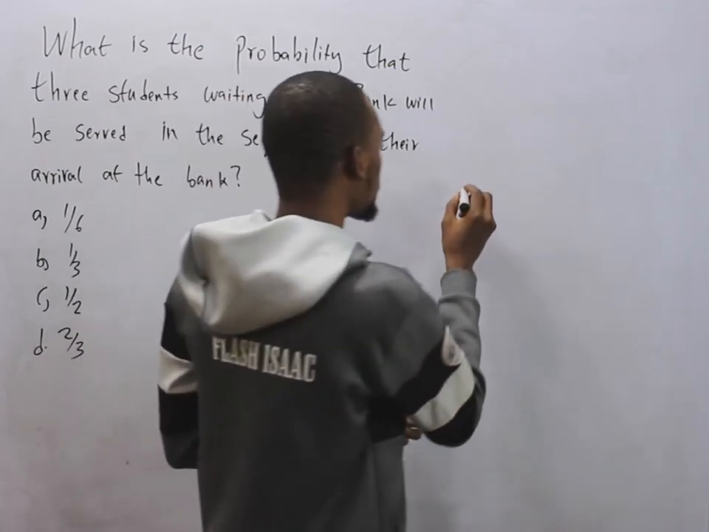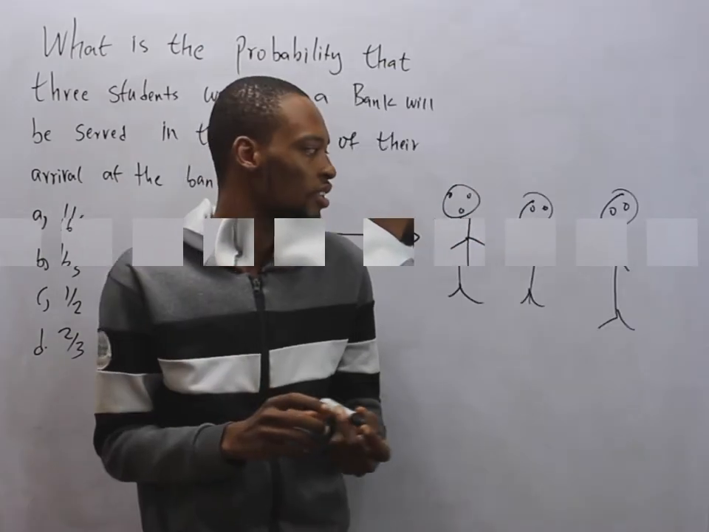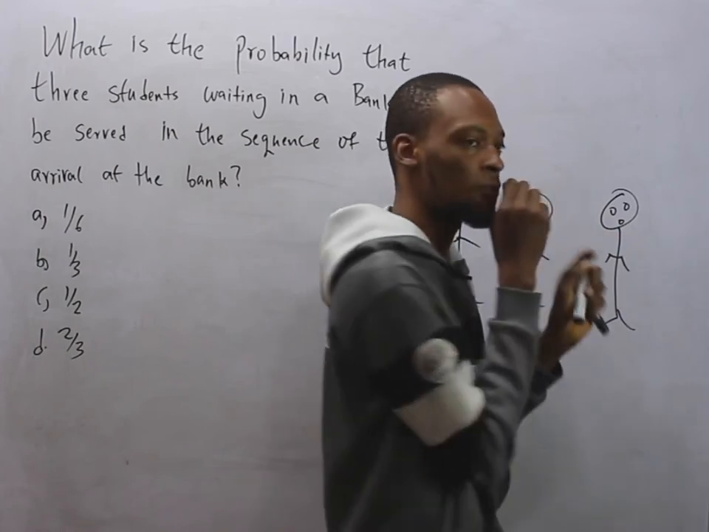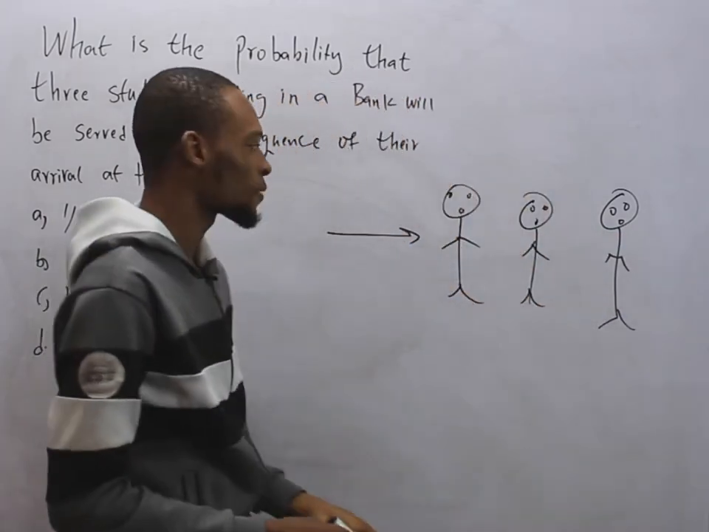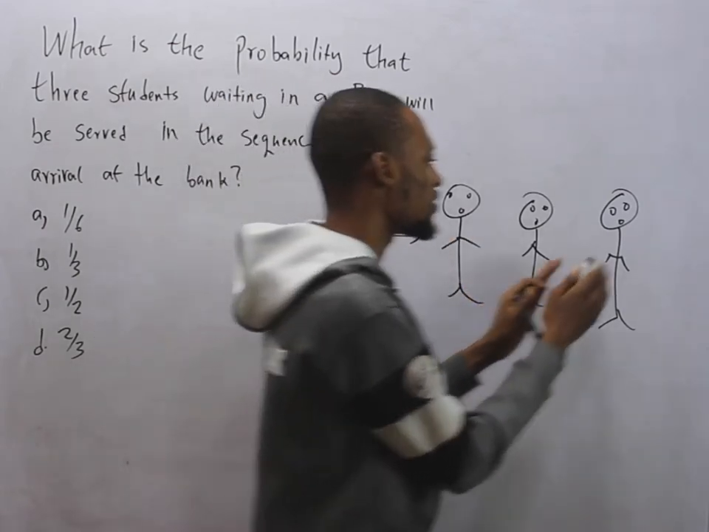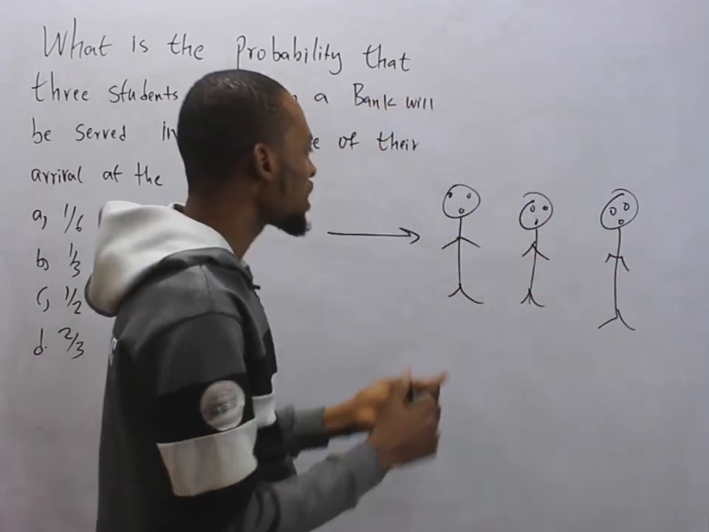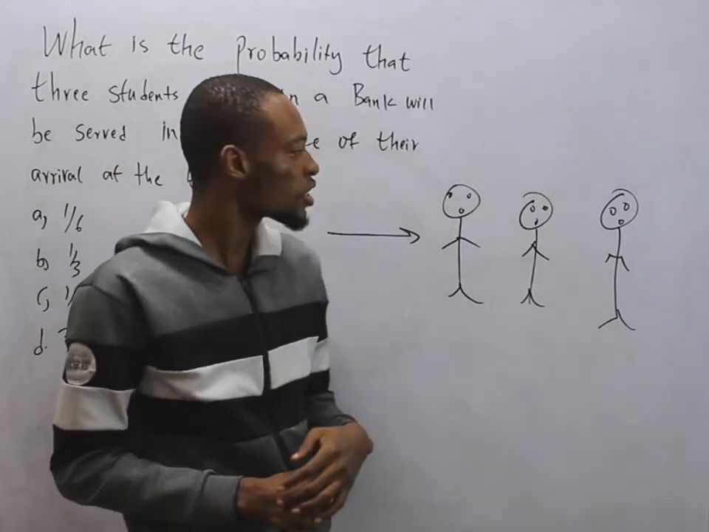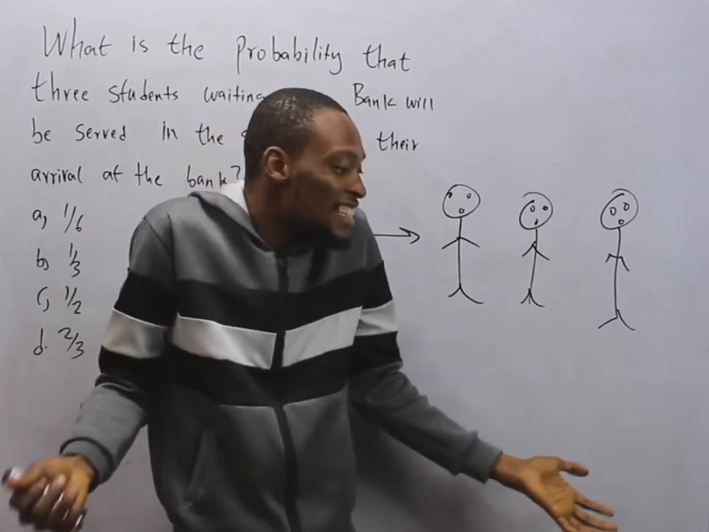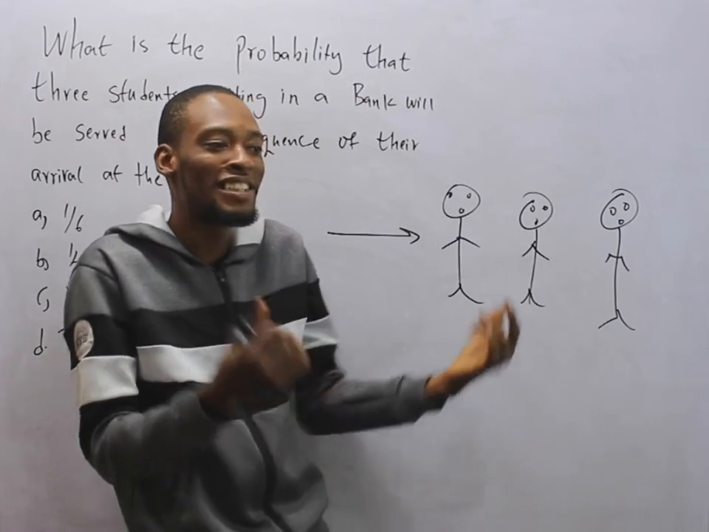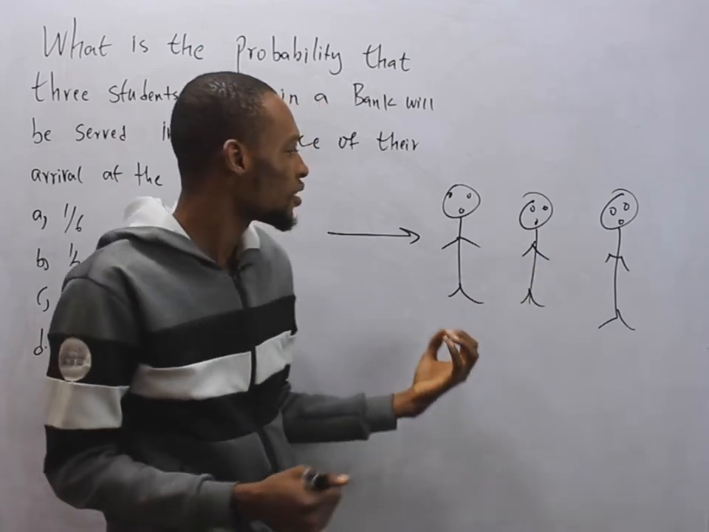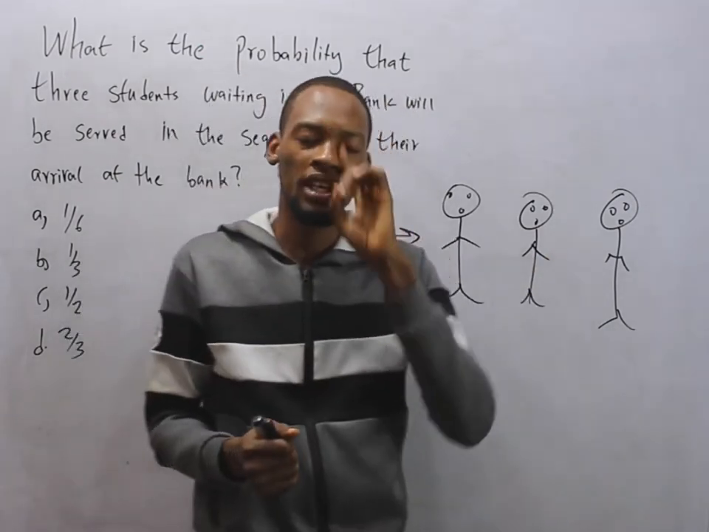Now, three students walk into a bank. This guy is the first, then this guy arrived next, then this guy arrived last. The question says, what is the chance that this guy will be attended to first, then followed by this guy, then followed by this guy? Because it is possible to attend to the last guy first. In that case, the others would complain, I've been here since, this person just came. So, what is the chance of attending to them according to how they arrived?